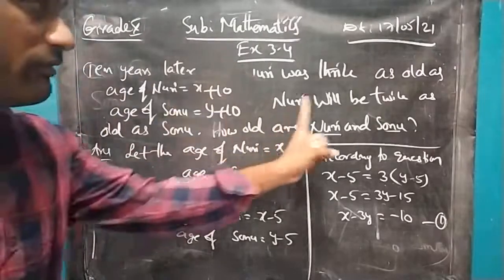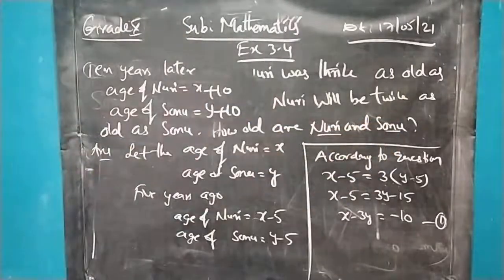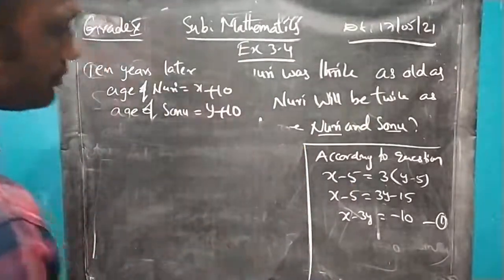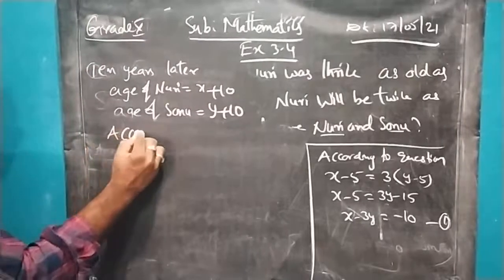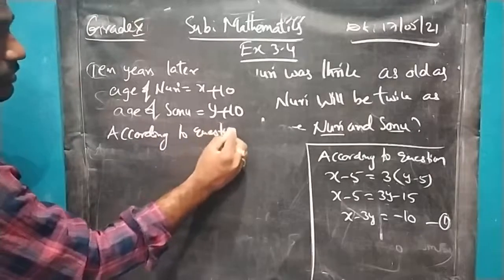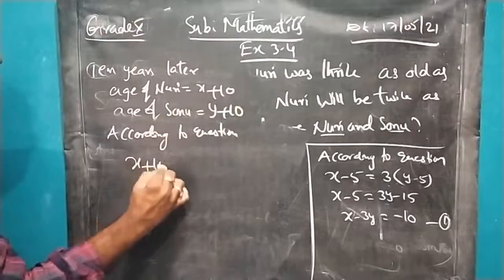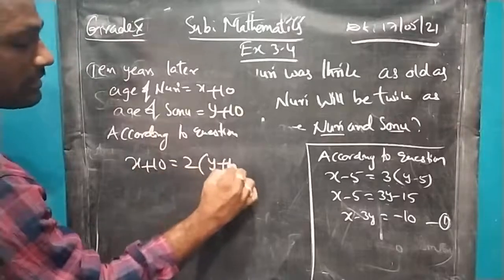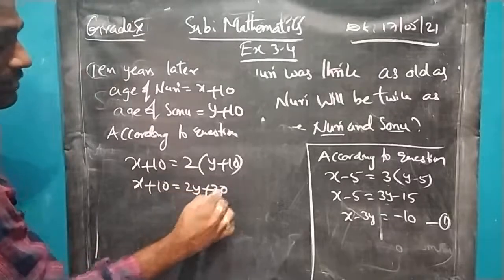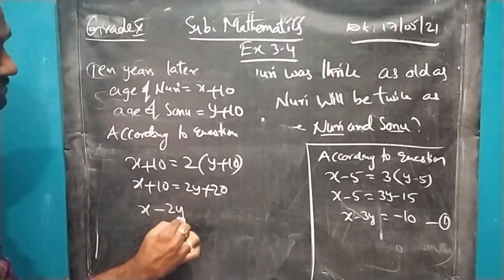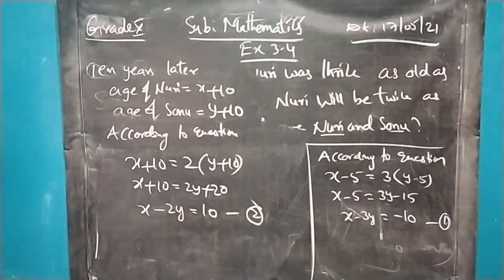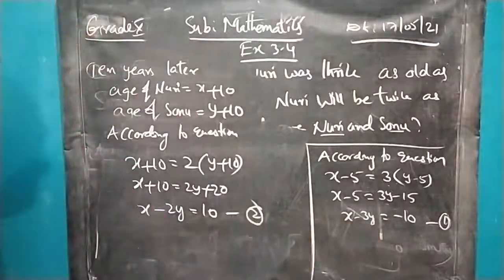Now he is saying that Nuri will be twice. Twice means 2 times. Nuri will be twice as old as Sonu. So according to the question, what is Nuri's age here? X plus 10 is equals to 2 into Y plus 10. That is X plus 10 is equals to 2Y plus 20. So X minus 2Y is equals to 10. This is the second equation. So if we solve these two equations, we will be getting X and Y values.